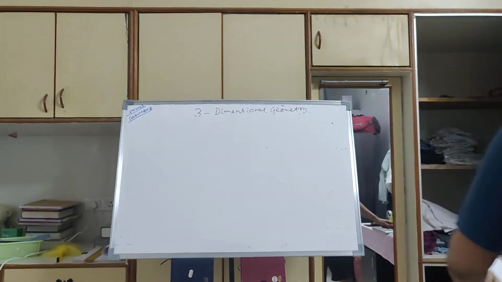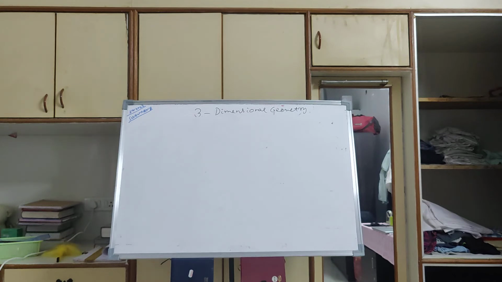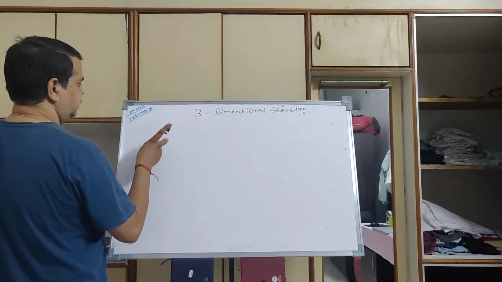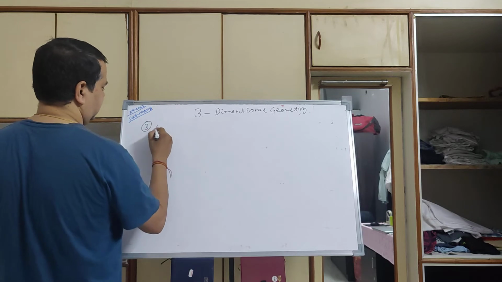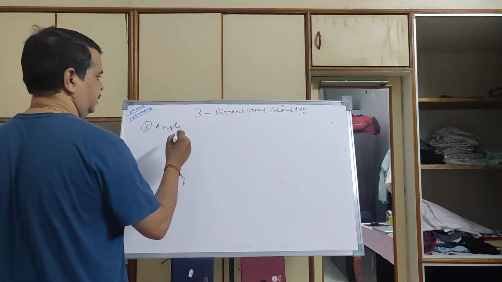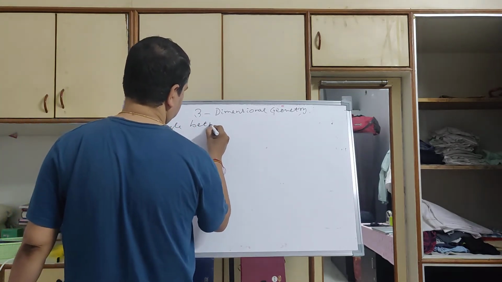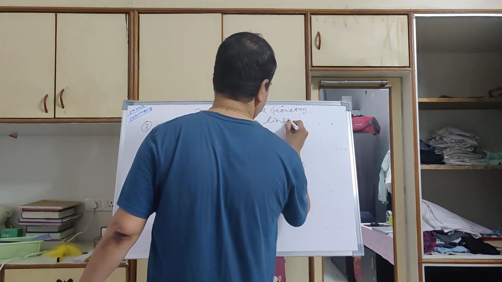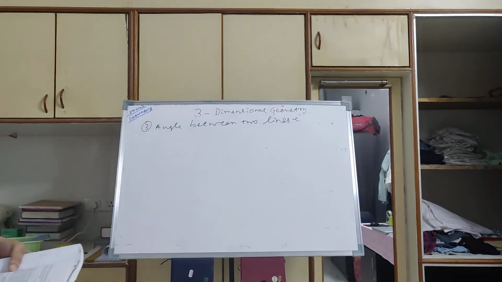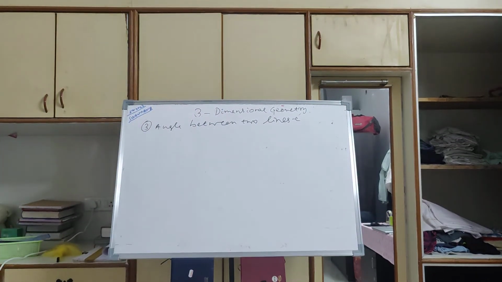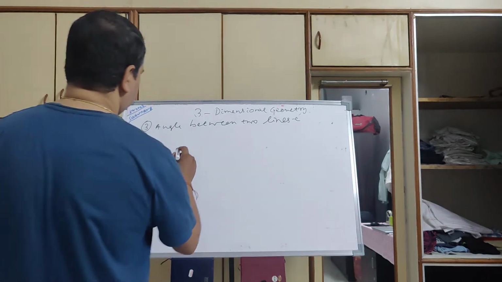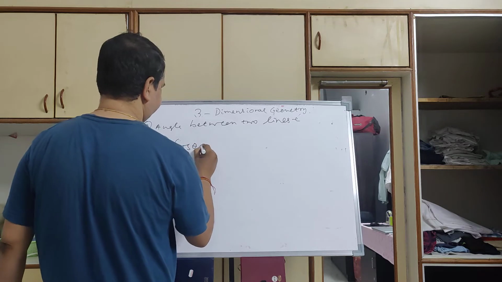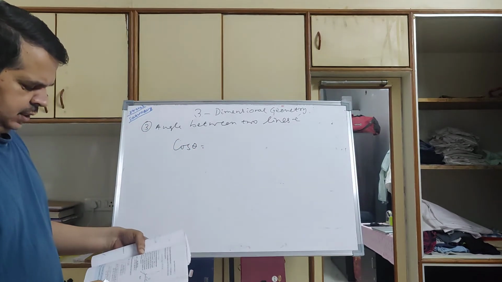That we have done. Now that was 2D we were doing. Now in 3D, how to find the angle. So angle between 2 lines. So the third one is angle between 2 lines. So without going much into the derivation, I can say cos theta.